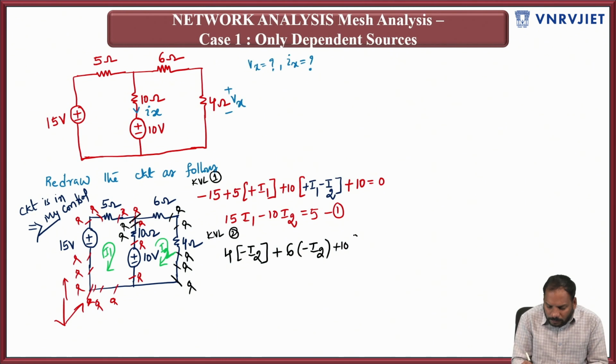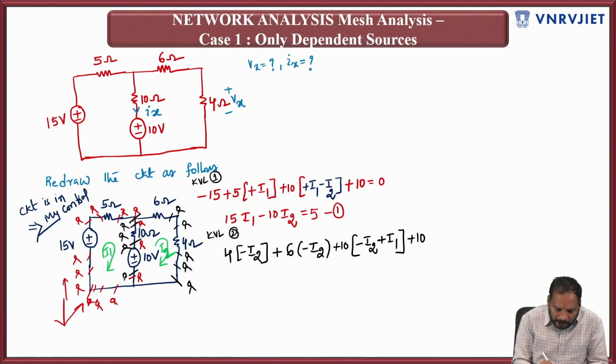Then plus 10 into. Now understand, I2 is coming opposite to you, so it is your enemy. But I1 is your friend because it is coming with you in your direction. So that means this is plus I1. Then you have crossed the 10 ohms. You are ahead of the 10 volt battery. You are touching the positive terminal of the battery, so this is plus 10.